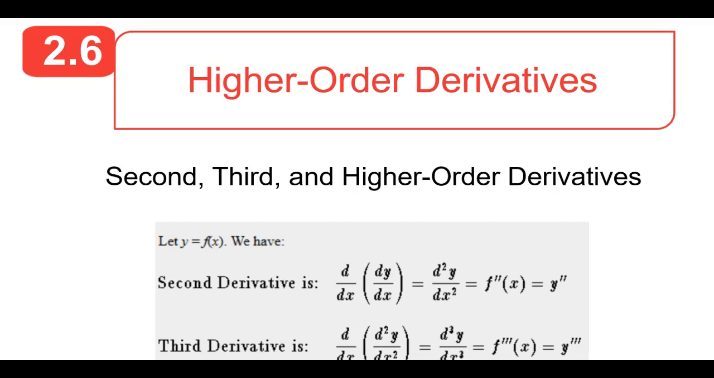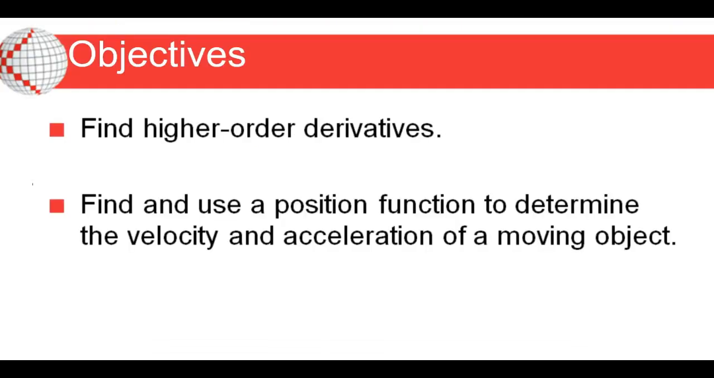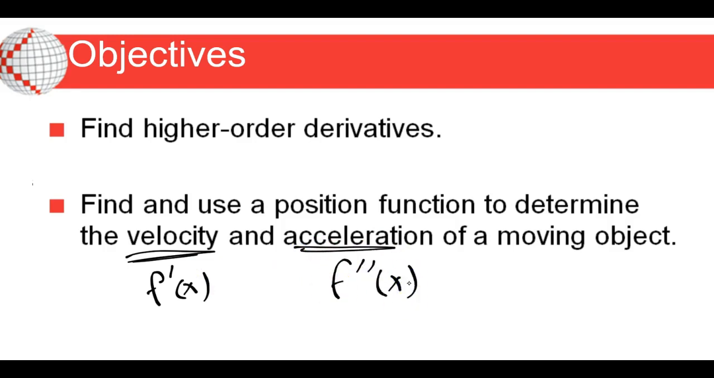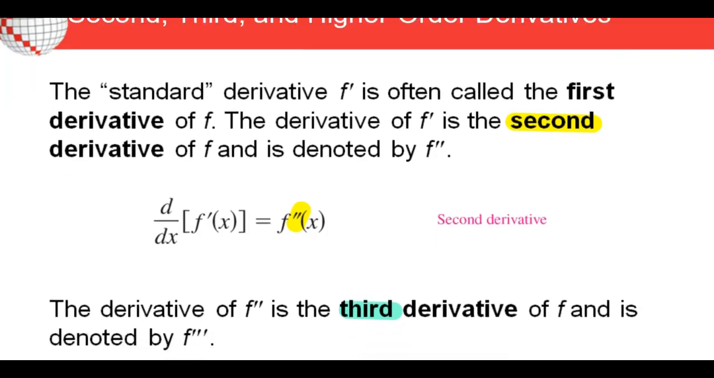We're going to learn higher order derivatives today, and why we might want to find the second or third derivative and what their meaning would be. In this case, velocity is the first derivative and acceleration is the second derivative. Those are probably the most common, but there are other higher order derivatives as well.